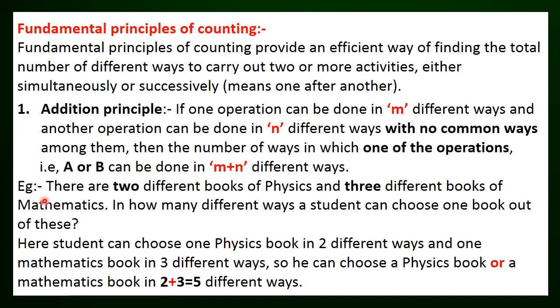Example: there are two different books of physics and three different books of mathematics. In how many different ways can a student choose one book out of these? One book means any one, either physics or maths. So here the student can choose one physics book in two different ways and one mathematics book in three different ways. So he can choose a physics book or a mathematics book in 2 plus 3, that is 5 different ways. He can choose any one book.